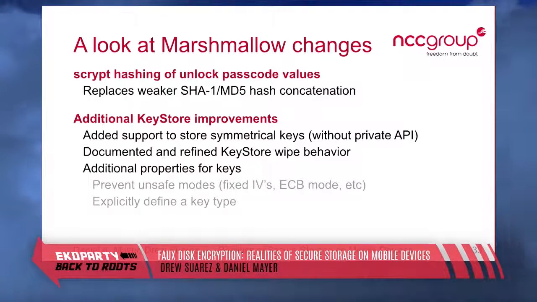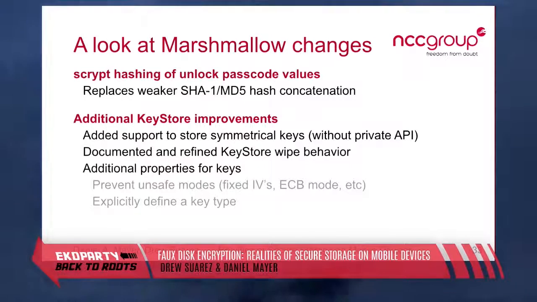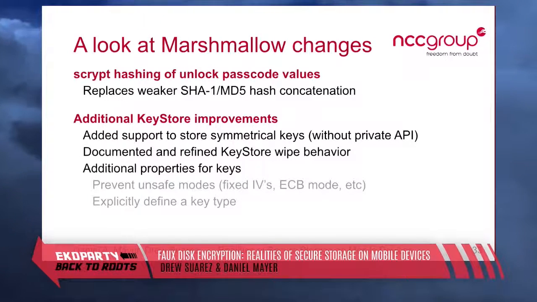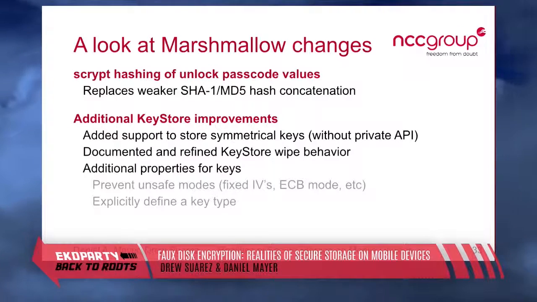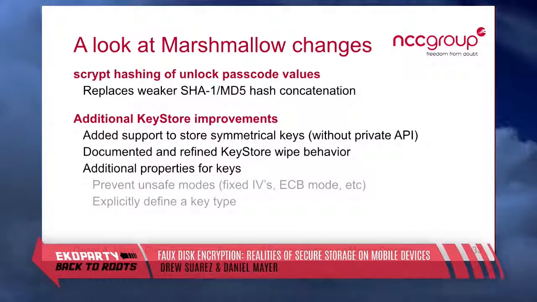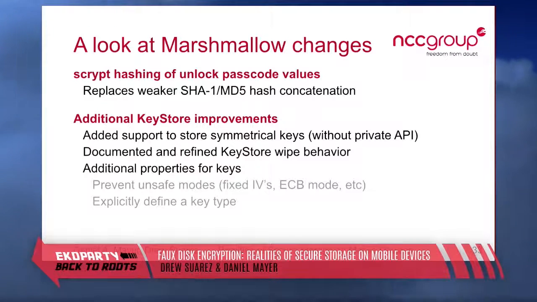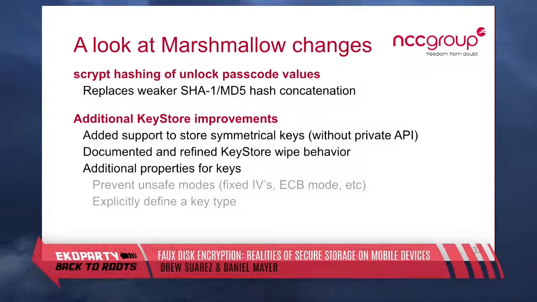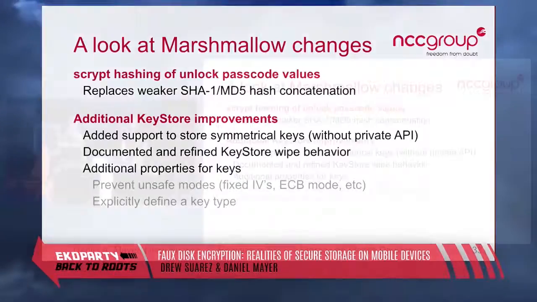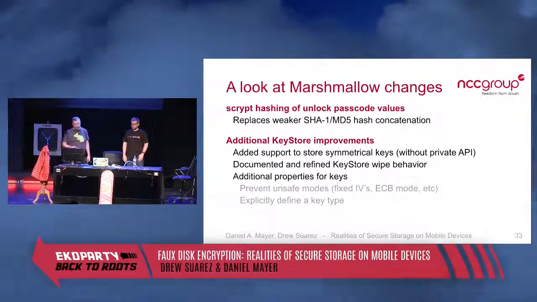And the additional key store improvements I alluded to: they finally added support for symmetrical keys. Back on the evolution slide, where I had the key store hidden keys, this has been possible for a while, but only available via private API. So it's not something you want to rely on, because it could just go away as it was not documented. Now this is officially supported and documented. And the behavior for when wipes happen, as I mentioned, is more clearly defined. And lastly, they provide additional properties for keys. So you can do things like prevent people from using fixed initialization vectors. You can prevent ECB mode, things like this. So keys have metadata attached now, and you can explicitly define what a key is supposed to be used for.